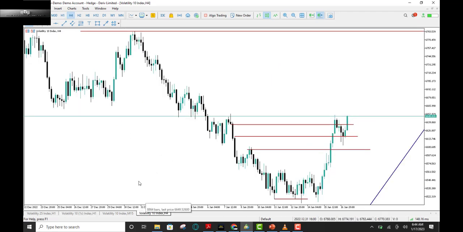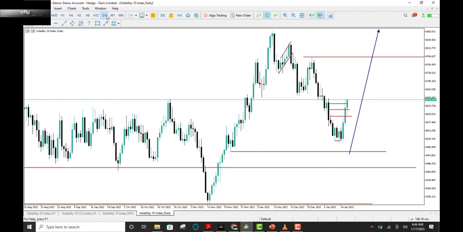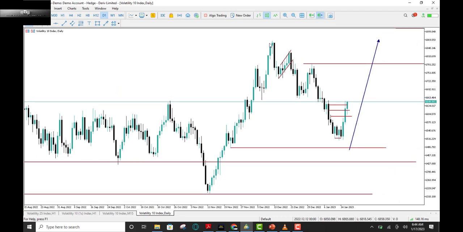Let's use this one. Okay, now you know this is a swing high, right? And this is a swing low, right? So we are using this swing low and the swing high to help us determine or identify this impulse price swing. Okay, and that is how a range is defined.